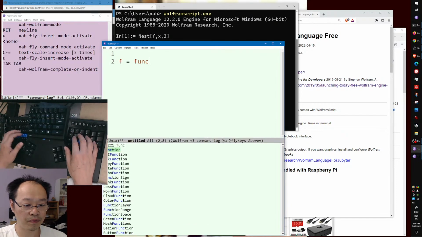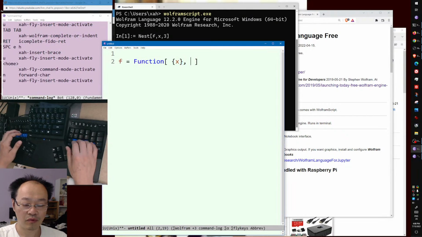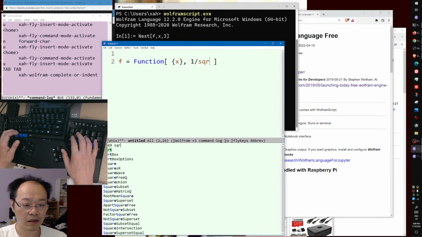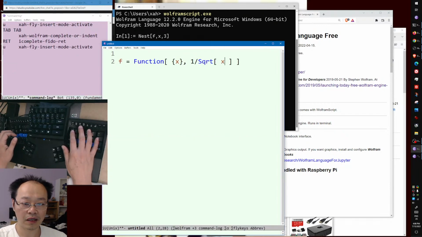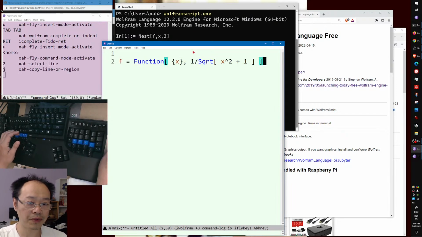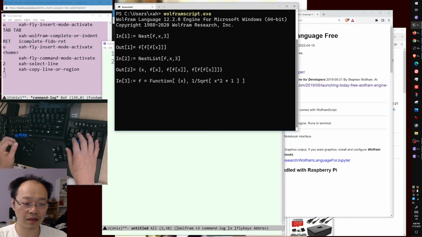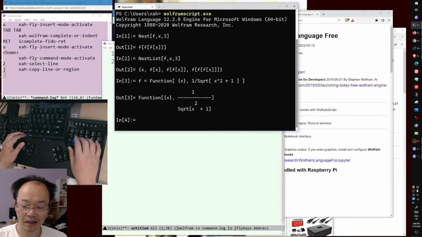Let's magnify. Okay, we want the function f[x_] to be 1 over the square root of x squared plus 1. That's an expression. So copy that and go back to the Wolfram script, paste it here. So we define the function. You see it formatted in an ASCII way.